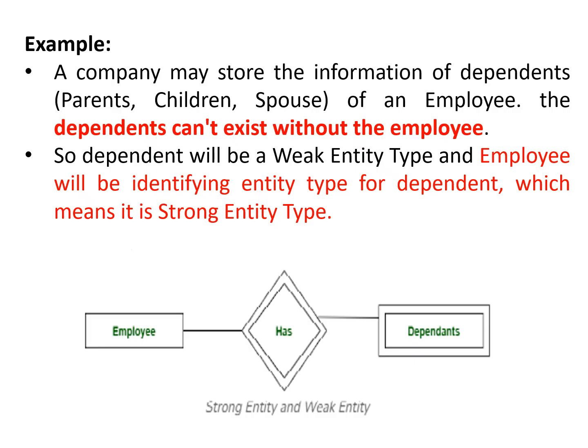Example. Here a company may store some information about the dependents, for example, parents, children, and spouse of an employee. The dependents can't exist without the employee. So dependent will be a weak entity type, and employee will be the identifying entity type for dependent, which means it's a strong entity type. So we can say a double rectangle is called a weak entity set.